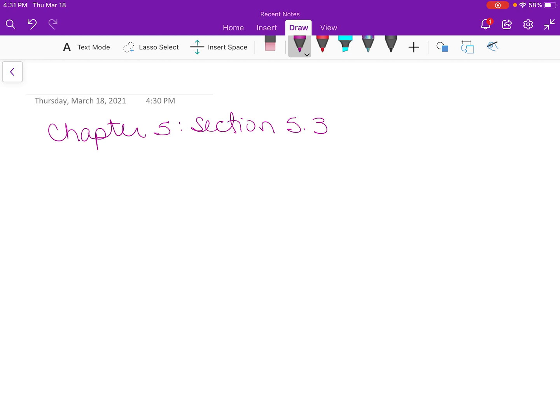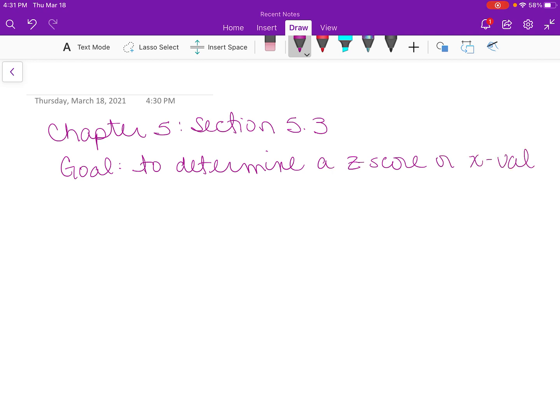So the goal is to determine a Z-score or X value associated with a given probability.